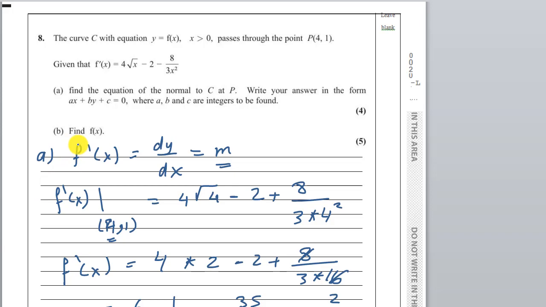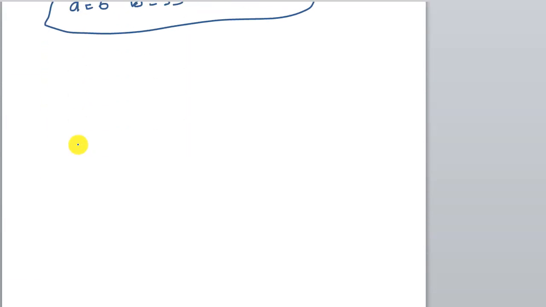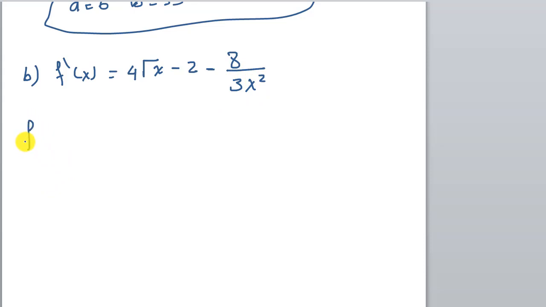Find the f of x. So the second part here, which is part B, we need f of x. We have f dash of x is equal to 4 square root of x minus 2 minus 8 divided by 3x squared. So we can write now f dash of x is equal to 4 multiplied by x power half minus 2 minus 8 divided by 3 x minus 2.